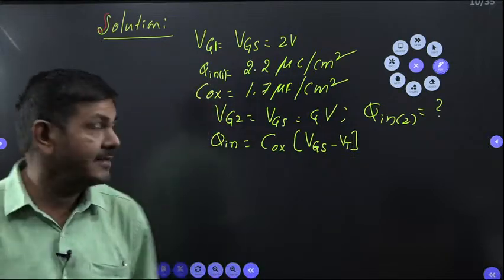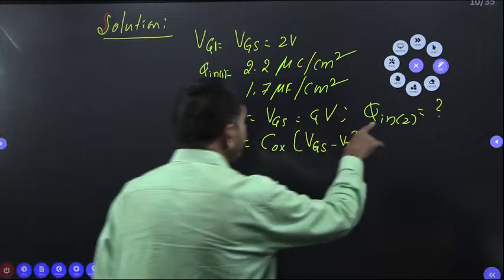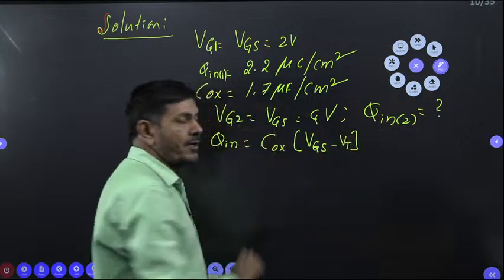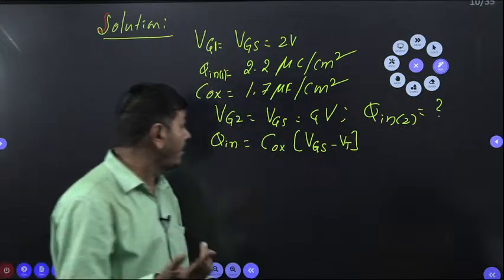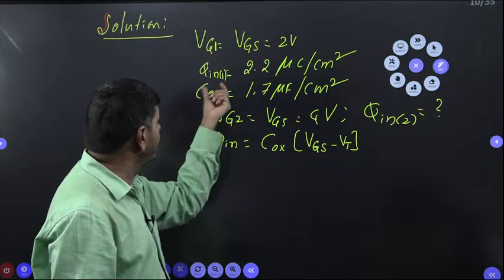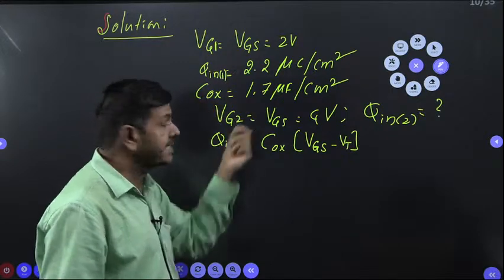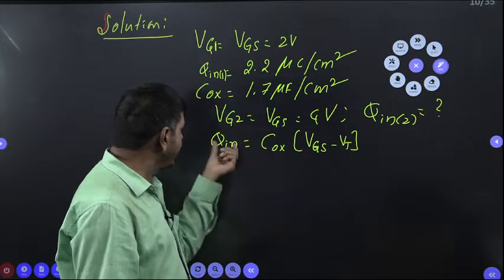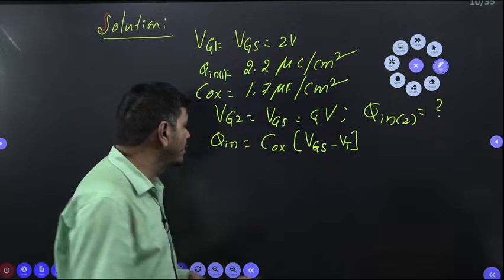Here the point I wish to say: if you want to find Qin2, VT is very important now. Without knowing the VT value, I cannot determine Qin2. By using VG1, Qin1 and COX, I can determine the VT value. Once we get the VT value, I can determine Qin2 very easily now.